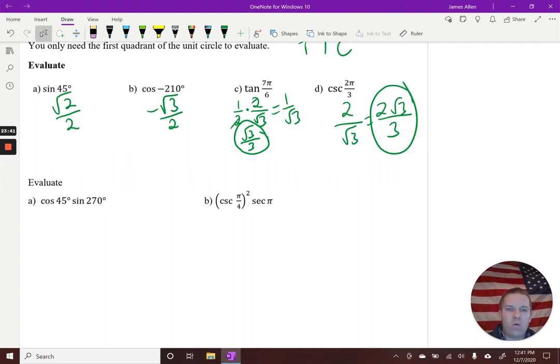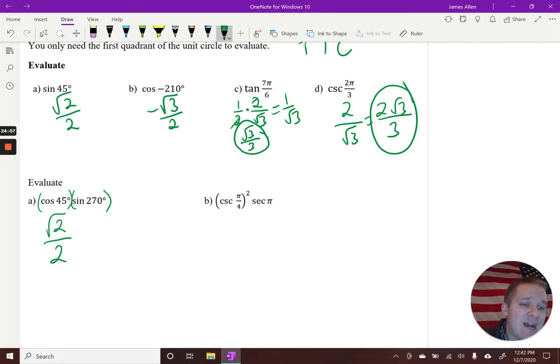Now, what if we got them multiplied together? Cosine of 45 and sine of 270 multiplied together. Perhaps some parentheses may have made that a little more obvious. Well, let's just evaluate them individually. Now, if you want to go the unit circle or the special right triangle approach, whatever you want to do is fine. Cosine of 45 is going to be root 2 divided by 2.